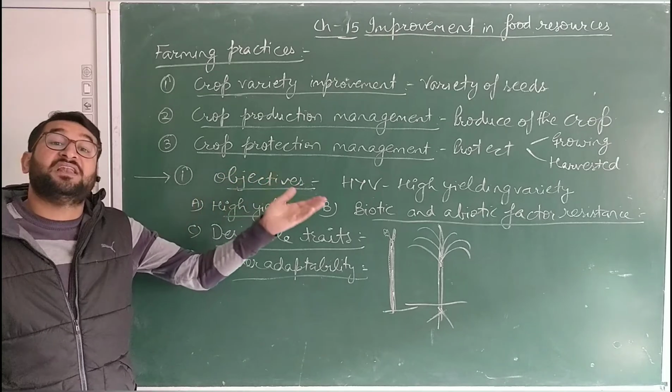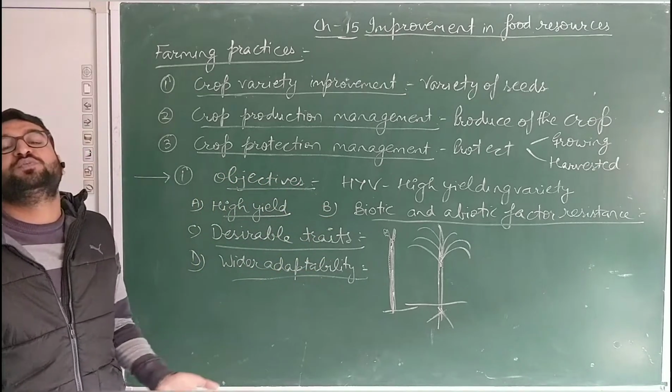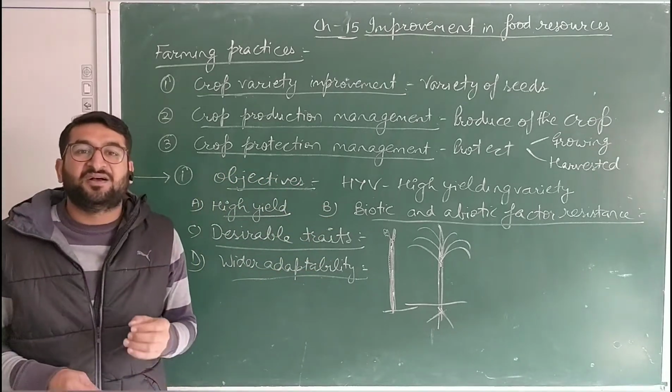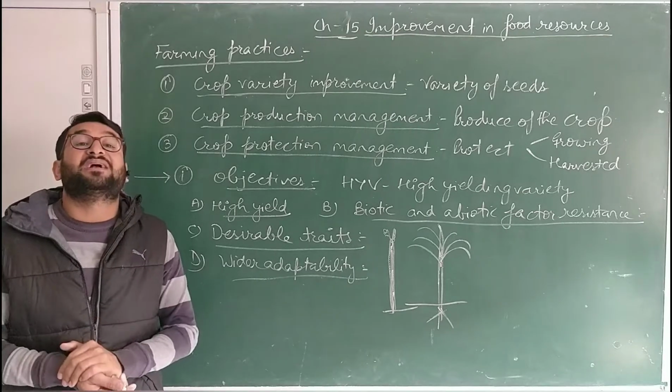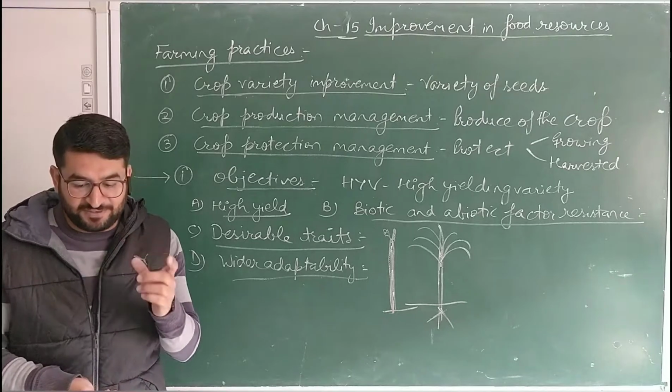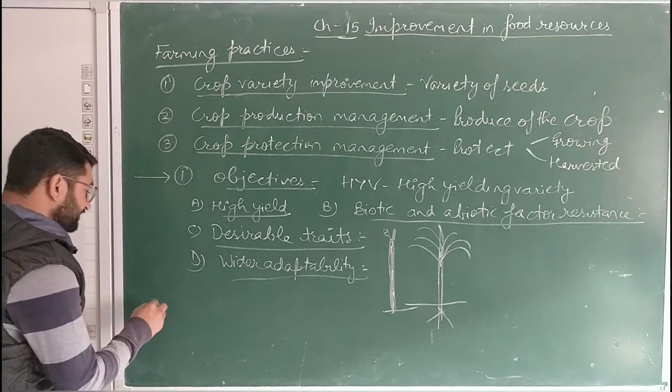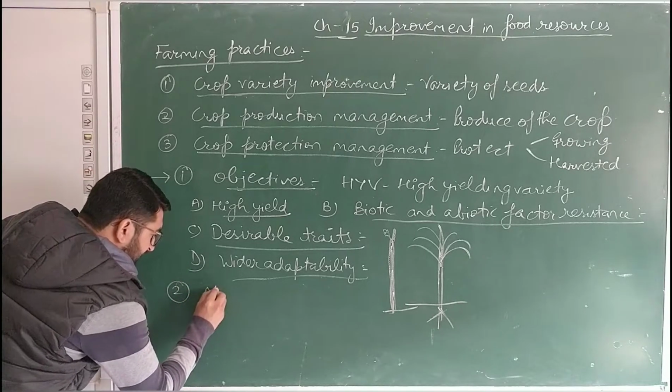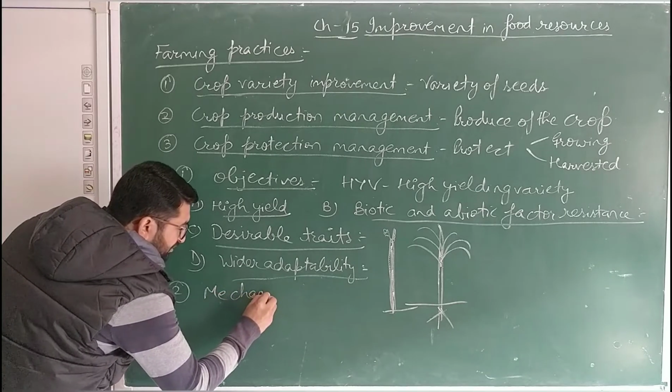These are in fact the objectives on which we will decide to make a high yielding variety, HYV. Now how we produce it.